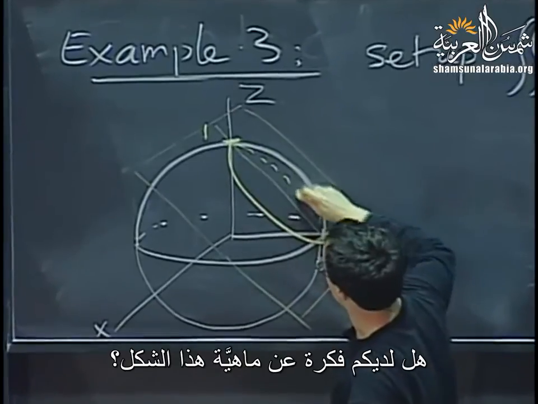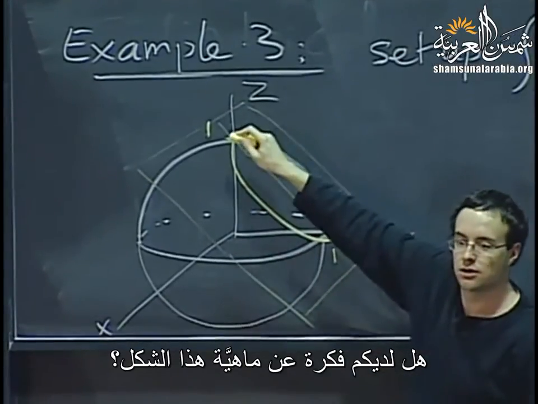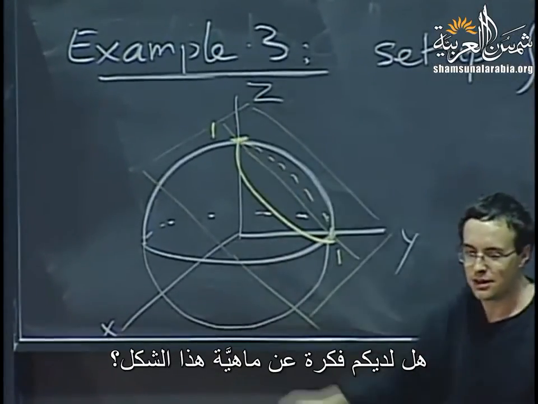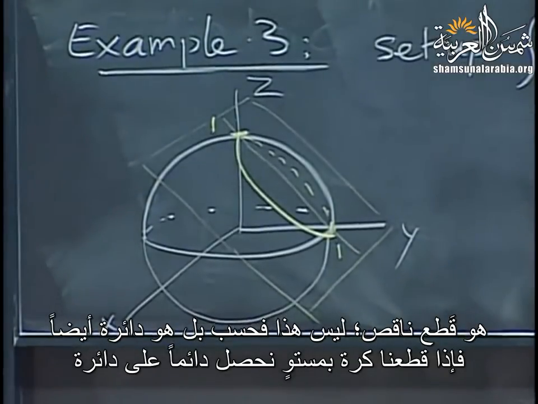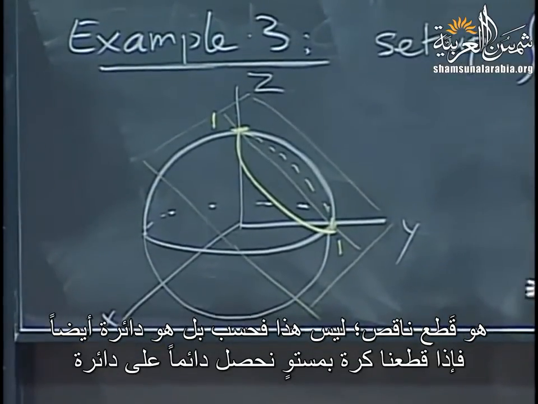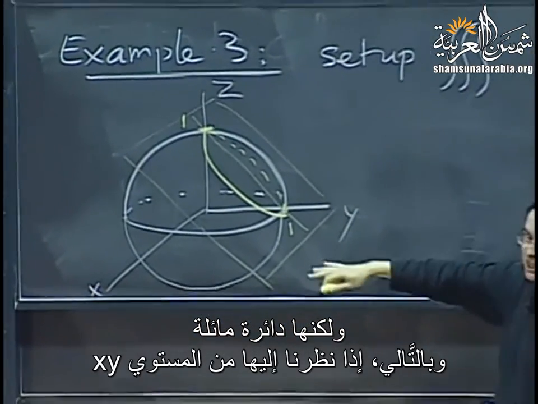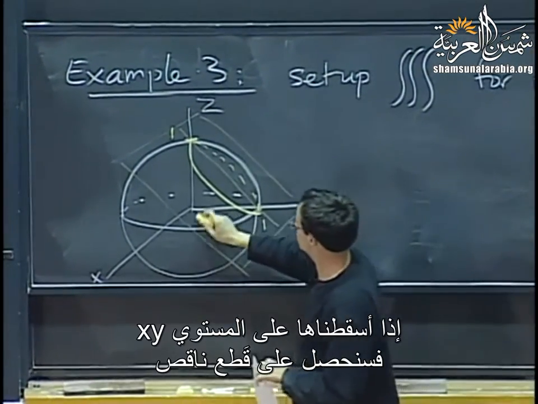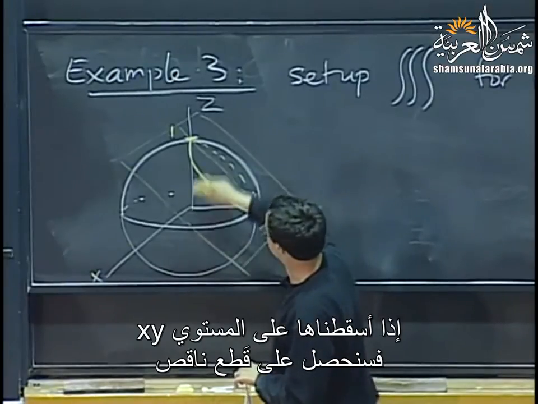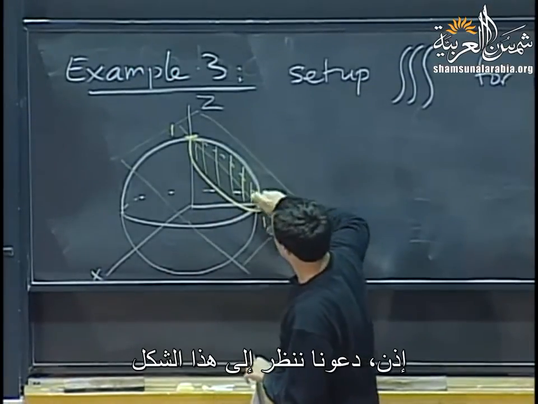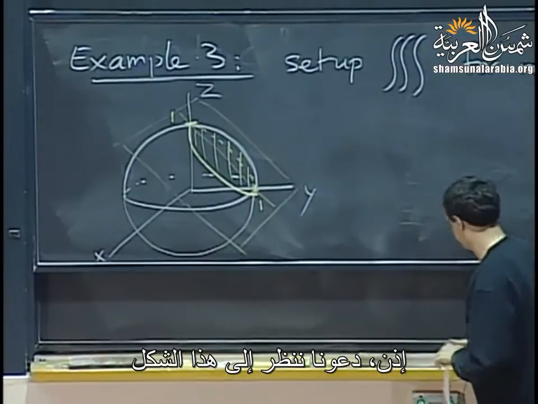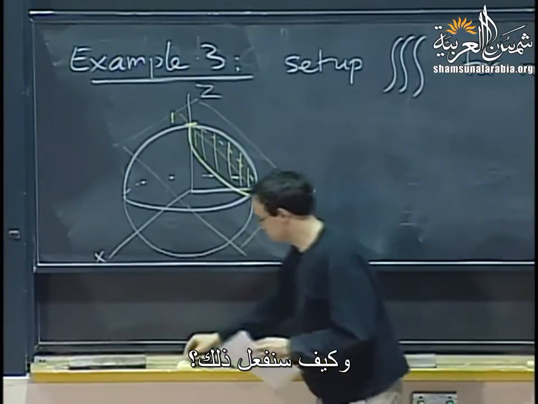Actually, any idea what kind of shape this is? Well, it's an ellipse, but it's even more than that. It's also a circle. If you slice a sphere by a plane, you always get a circle. But of course, it's a slanted circle. So if you project it to the xy plane, then you'll get an ellipse. Okay, so we want to look at this guy in here. So how do we do that?